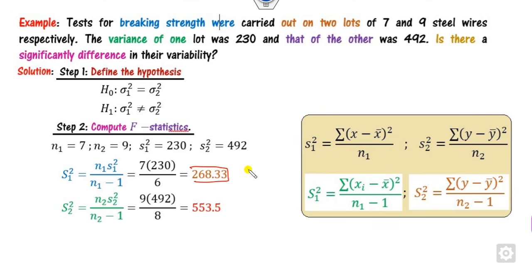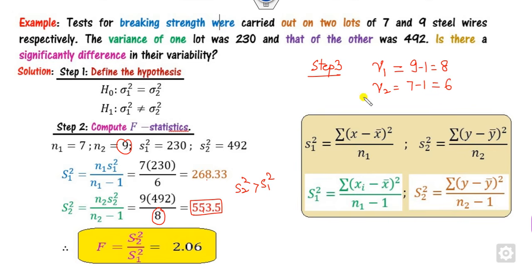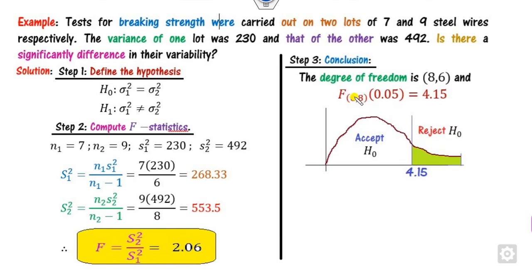It clearly says that S1 square is greater than S2 square. So we can take the F value as here. Step number 3 is the degree of freedom. What is the degree of freedom of the S2 square, which is greater than the S1 square? So what is the degree of freedom of the S2? That is my 8, because 9 minus 1 is 8, and the second degree of freedom is 7 minus 1, that is 6. So we need the value at 8 comma 6. Sorry, it's 8 comma 6.